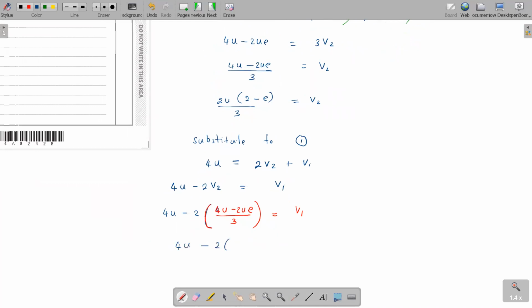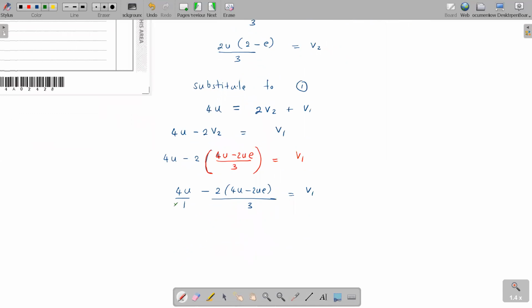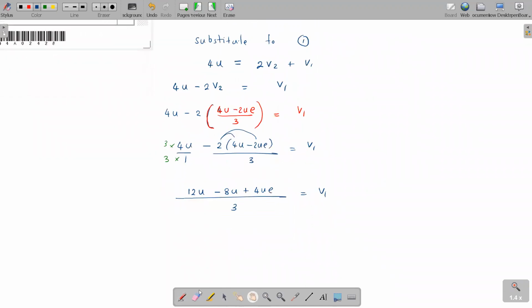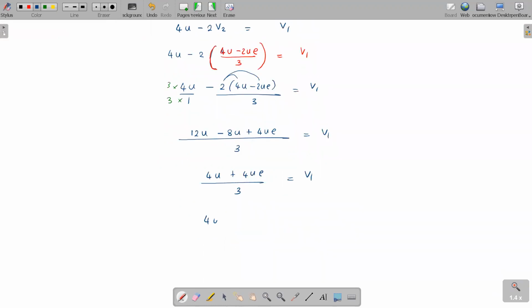4u minus 2 times (4u minus 2ue). I'll just write this down properly again over 1, taking the common denominator as 3. I get 3 times 4, which is 12u. Opening the bracket with minus 2: minus 2 into 4u is minus 8u, and minus 2 into minus 2ue is plus 4ue, equals V1. So I end up getting 12u minus 8u is 4u, plus 4ue, over 3 equals V1. Taking 4u out, times (1 plus e) over 3 equals V1.